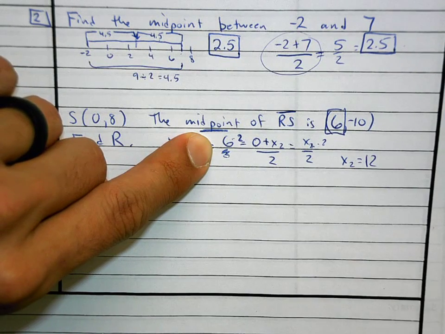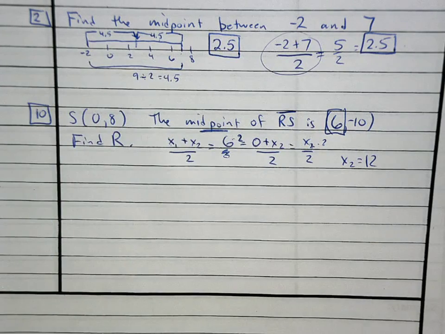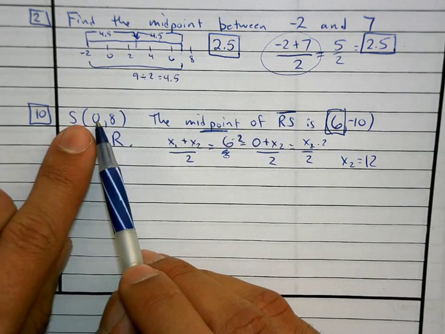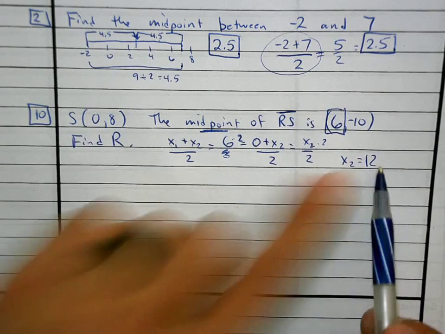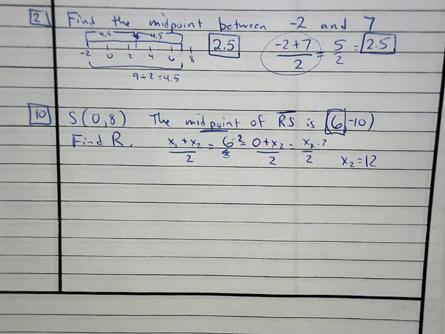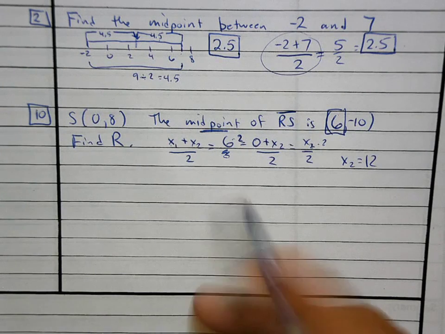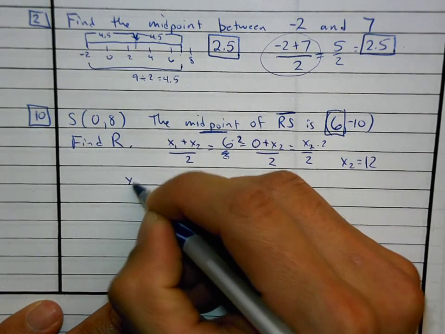our x coordinate. If you want to check your answer, 0 plus 12 divided by 2, does it equal that midpoint? You can see if your x coordinate is correct. So what you have to do is set up two equations, just so you know. So now I'm going to do the same thing for the y coordinates.